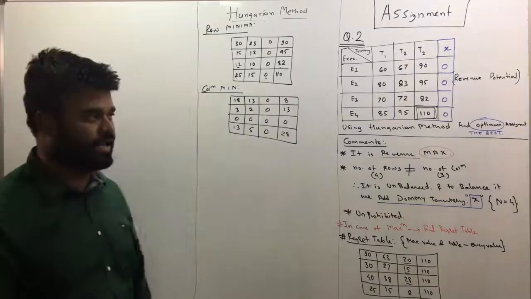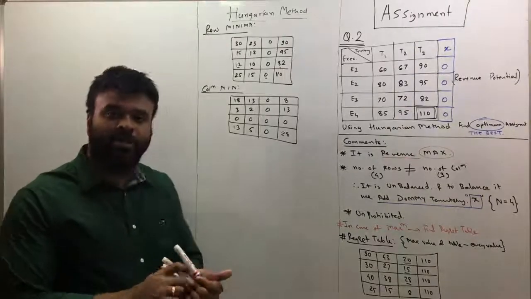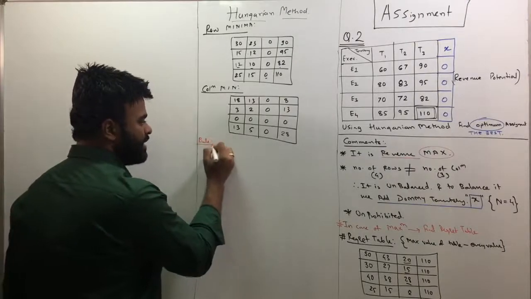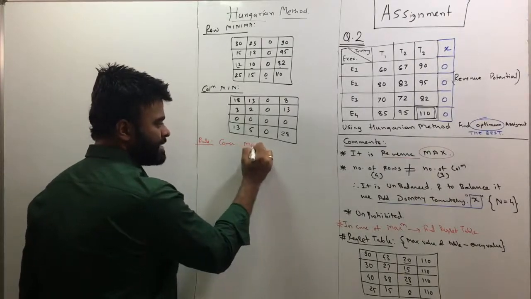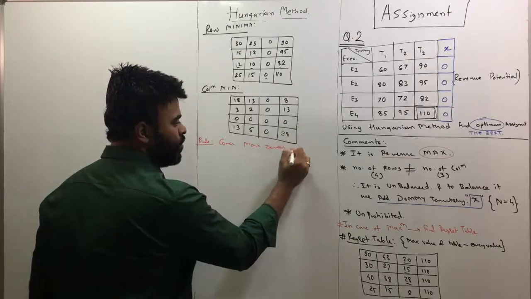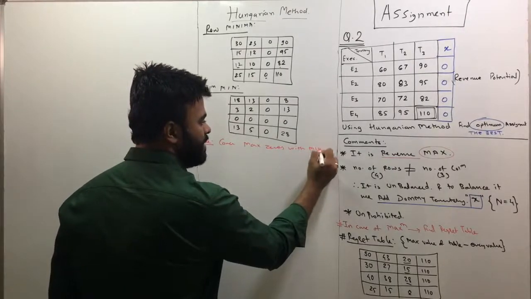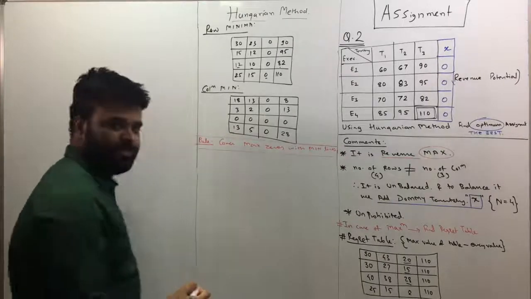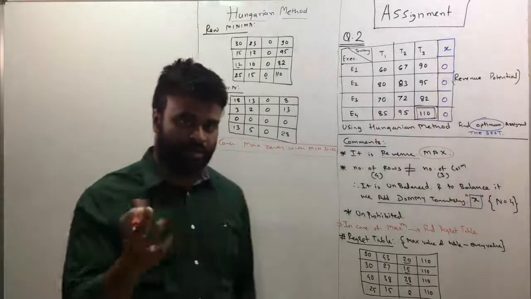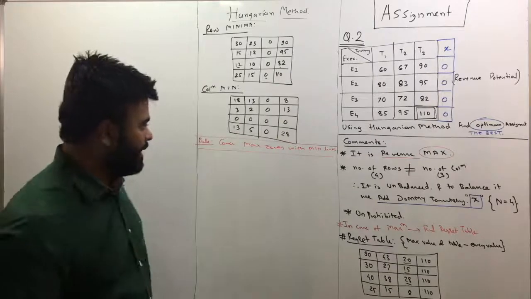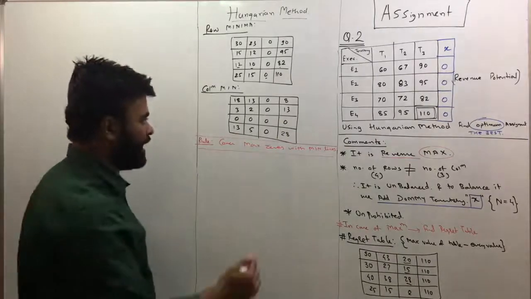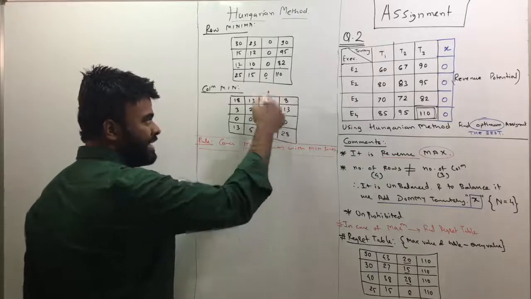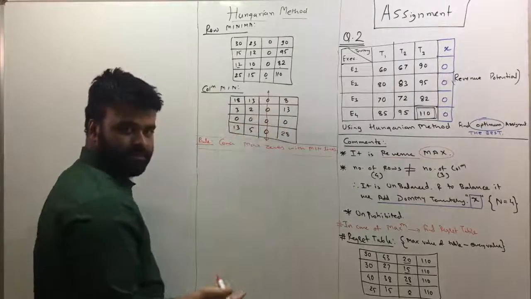So let's start drawing lines now one by one. What is the rule of drawing lines? Let me write down the rule here. The rule says: cover maximum zeros with minimum lines. A line can be either vertical or horizontal, and it has to cover the maximum zeros. So you can draw the first line over here, like this, and this line will cover 4 zeros.